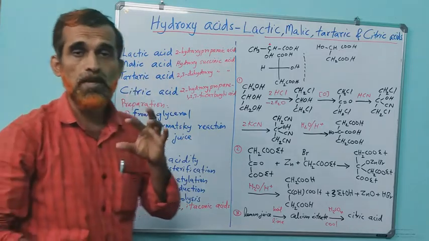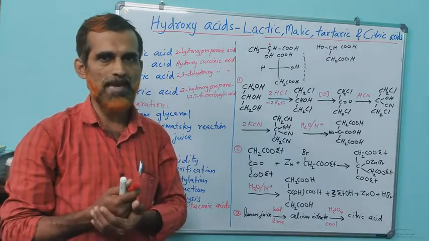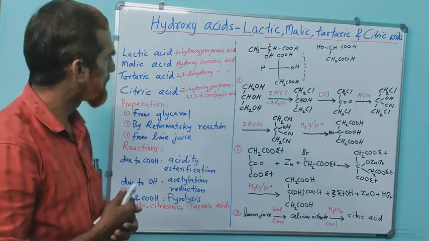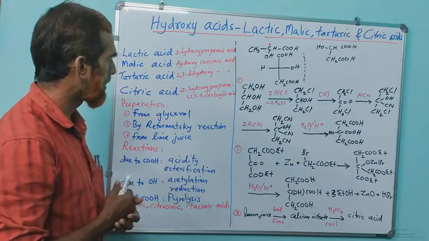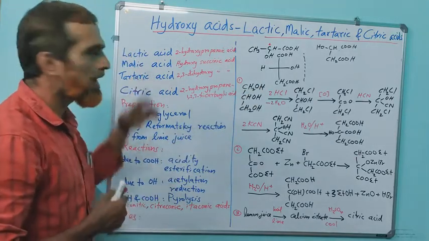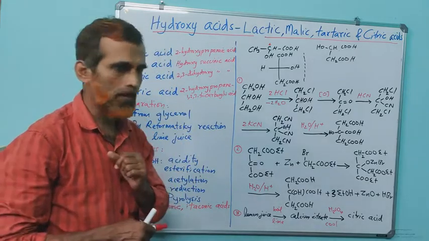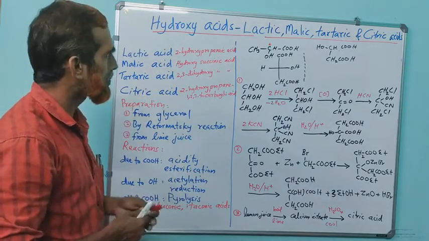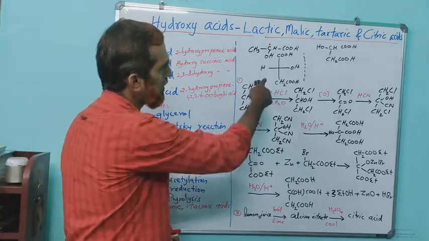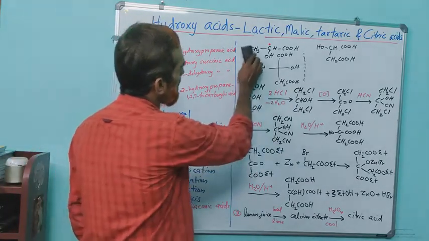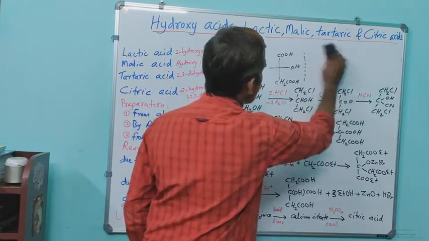Malic acid is to be distinguished from maleic acid and fumaric acid, which we discussed earlier. It's an unsaturated dicarboxylic acid. This is malic acid, and malic acid is rich in sour apple. Okay, so this also will have the enantiomer, the D and L form. Now coming to the last one, tartaric acid, and this is very familiar to you.